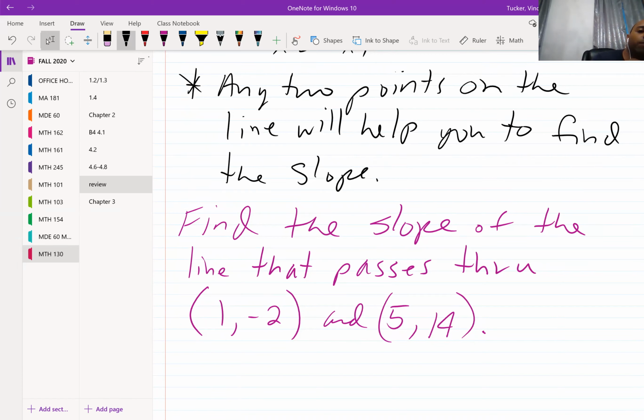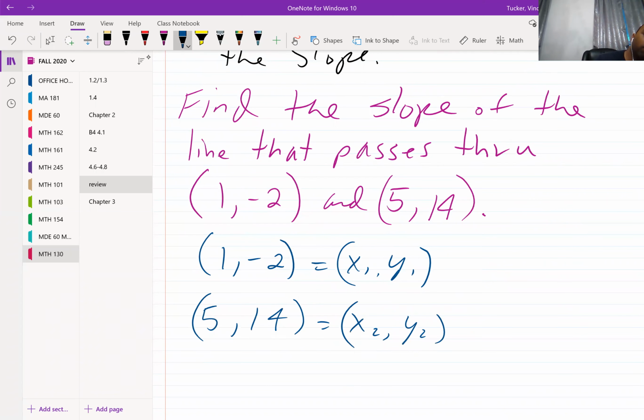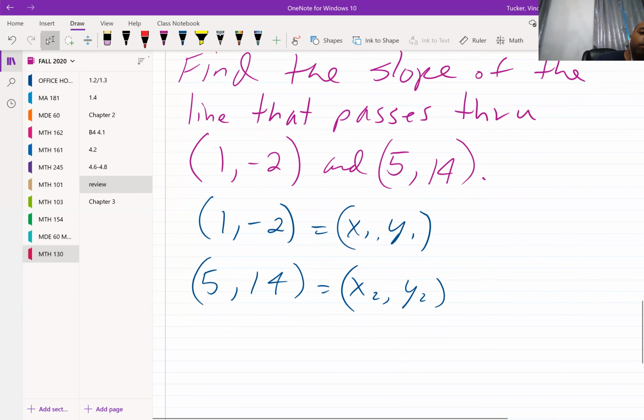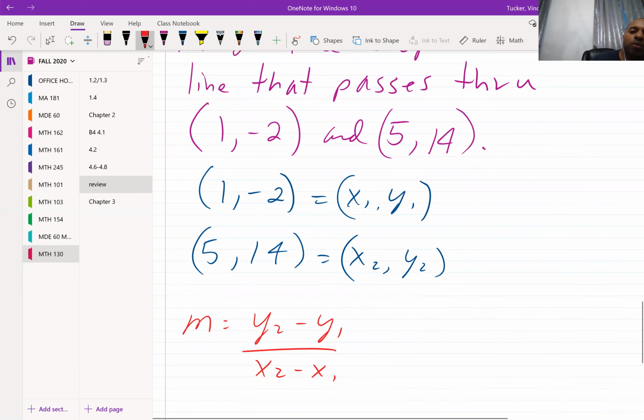So what you would do is just establish which one you're going to call x1, y1, in other words, which one you're going to call point 1, and which one you're going to call point 2. And then substitute in according to the formula.